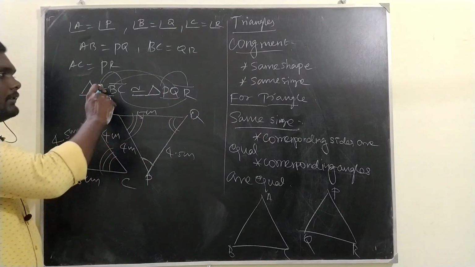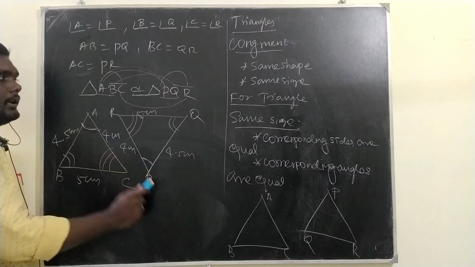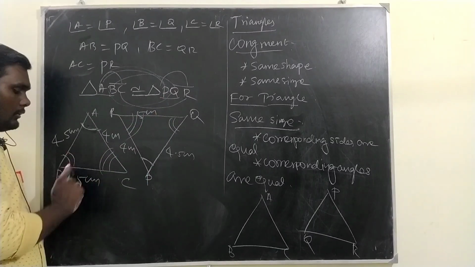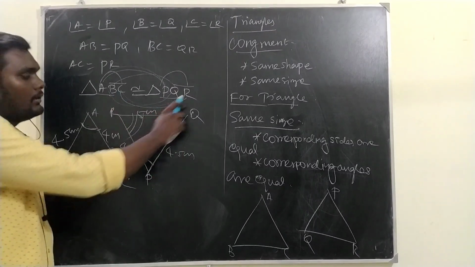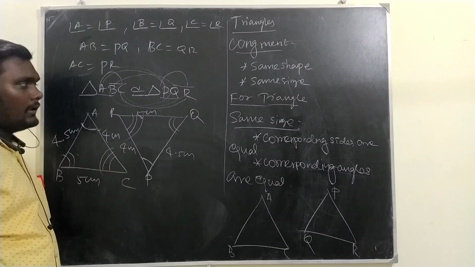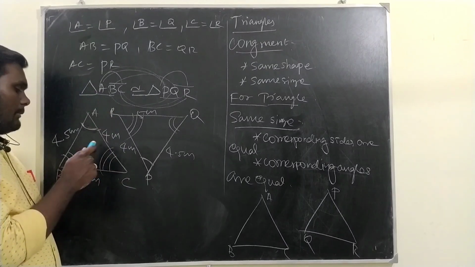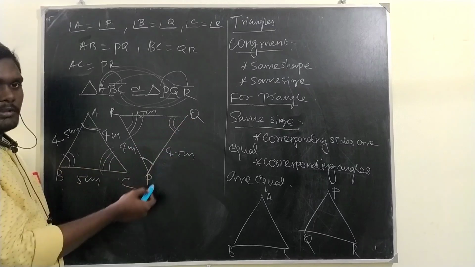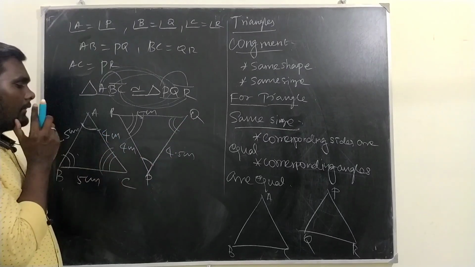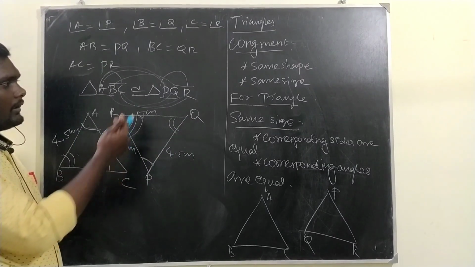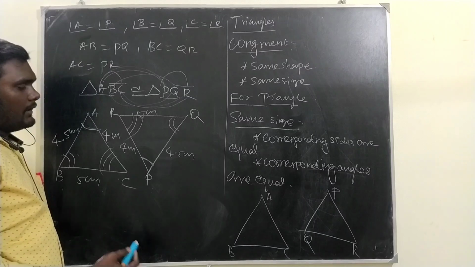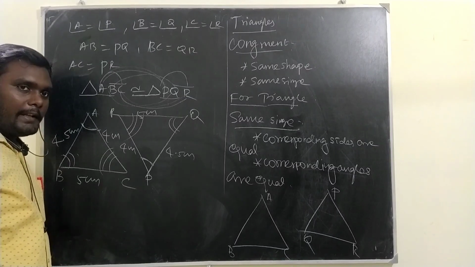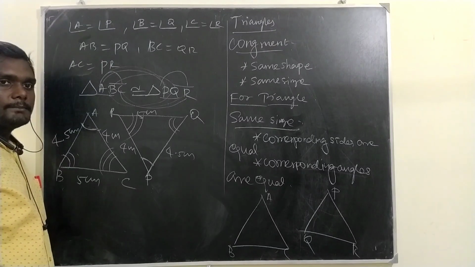You check this. A will be equal to P, one line, one line. B will be equal to Q, two lines, there two lines. C will be equal to R, three lines, there also three lines. And then the sides. AB is how much here? 4.5, and PQ is also 4.5. Likewise BC is 5 centimeter, and QR is 5 centimeter. Got it? I think you got the idea of what congruence means.